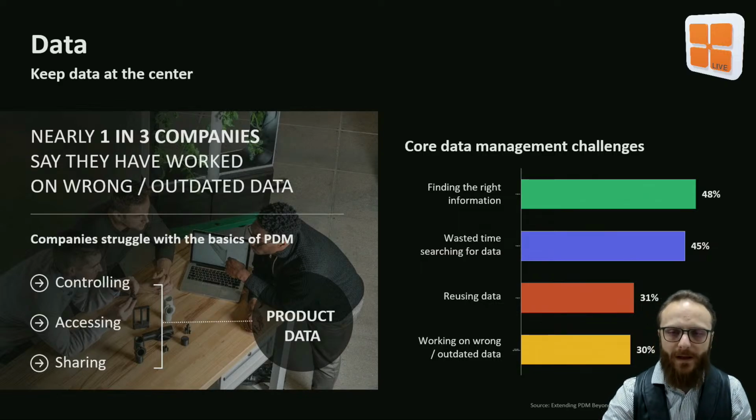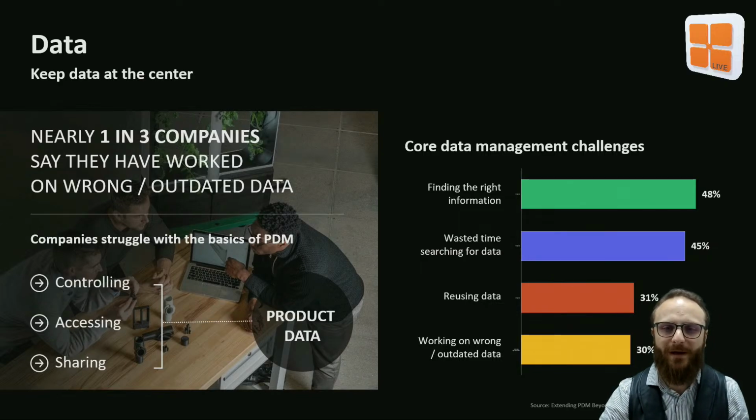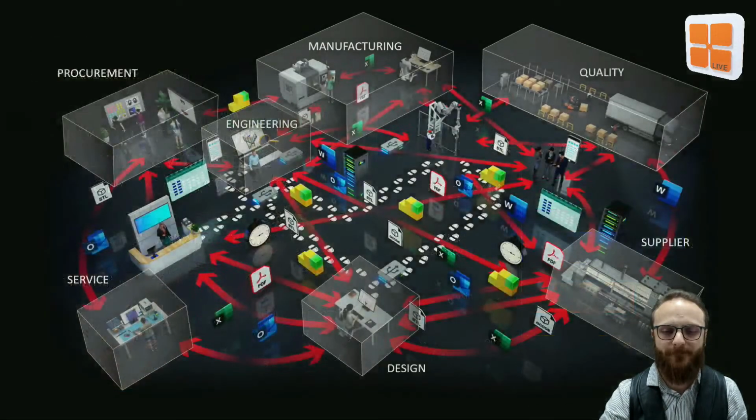Right. The important figure I wanted to talk about on this one is 48% finding the right information. Do you know how many customers I've been to where I look at their vault and they've got 6 versions of the same file? And that's a problem. We need to get it down to be more streamlined and work more efficiently.